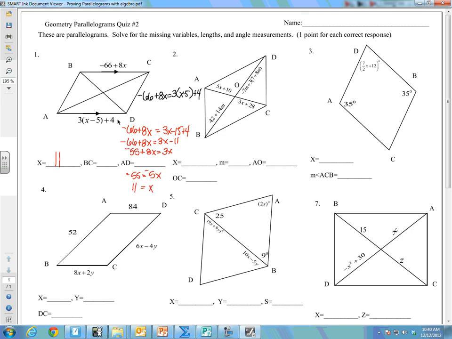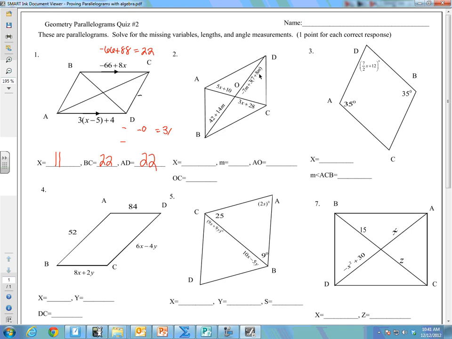If x is 11, they want to know what BC is and AD. Well, those are the same, so just find one of them. If I get negative 66 plus 8 times 11, so 88, that will give me a total of 22. So BC is 22, and AD is also 22.